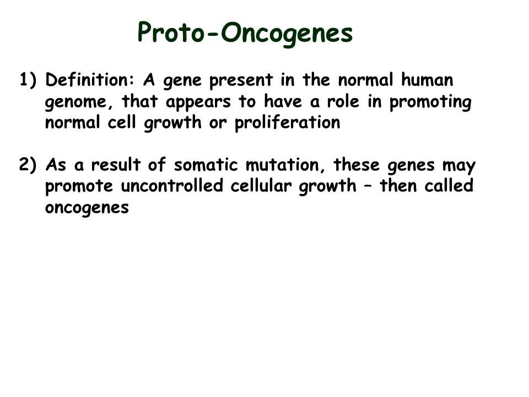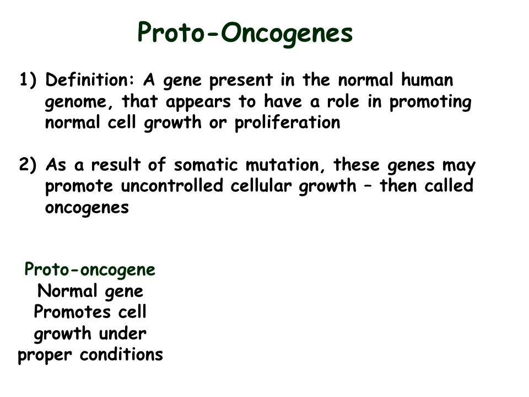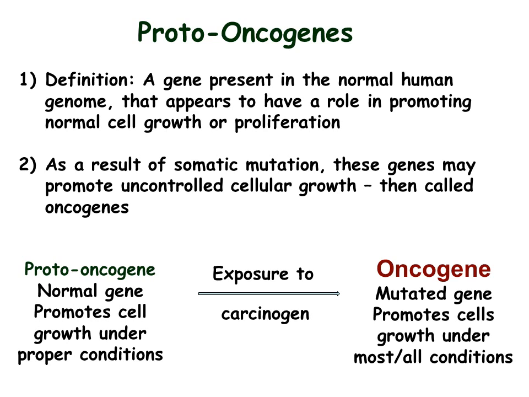However, if a mutation occurs and now these genes are always on, even if a growth factor is not present, say, like a receptor, then we call it an oncogene. So an oncogene is a mutated proto-oncogene, and that's what you have to keep straight. As you see here, the proto-oncogene is a normal gene and promotes cell growth under the right conditions. Then it gets exposed to a carcinogen, and it becomes an oncogene, in which case it has a mutated gene and promotes cell growth under almost all conditions, and that's not what we want.